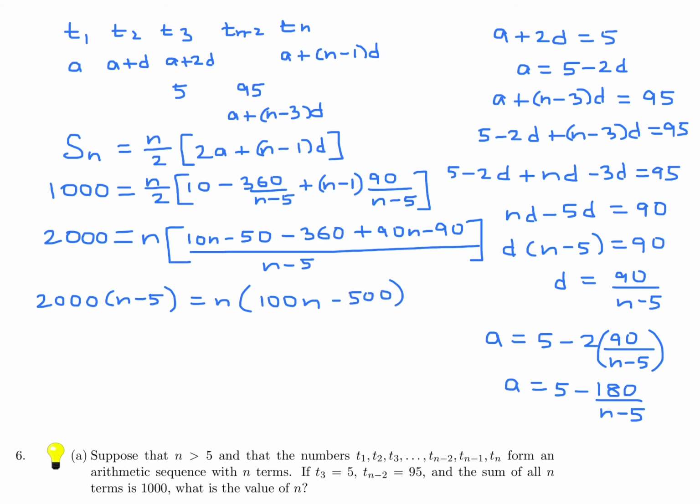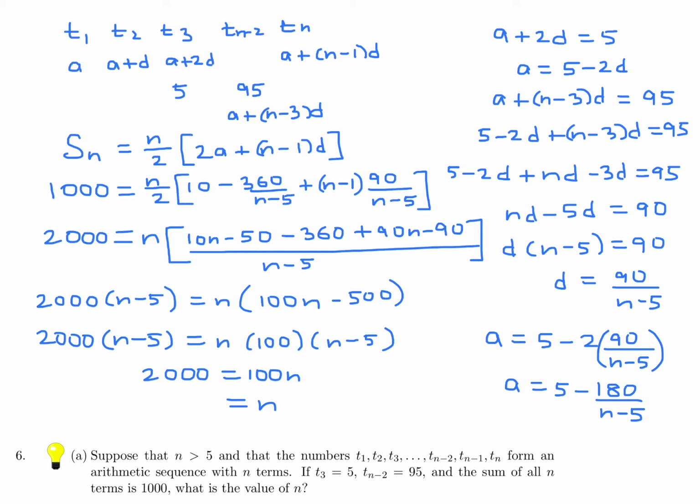All right, so I think I can factor out 100. And when I do, I will get n minus 5. Okay, that means the n minus 5 cancels from both sides, so that's helpful. So all I'm left with is just 2,000 is equal to 100n. So therefore n would be 2,000 divided by 100, which is 20. And that's what they're asking for, the value for n.